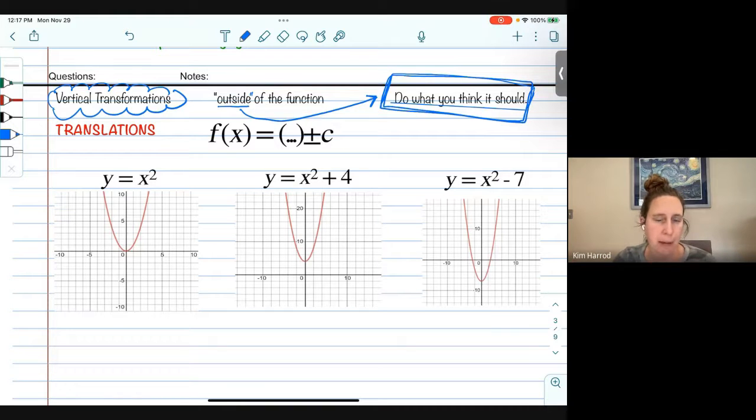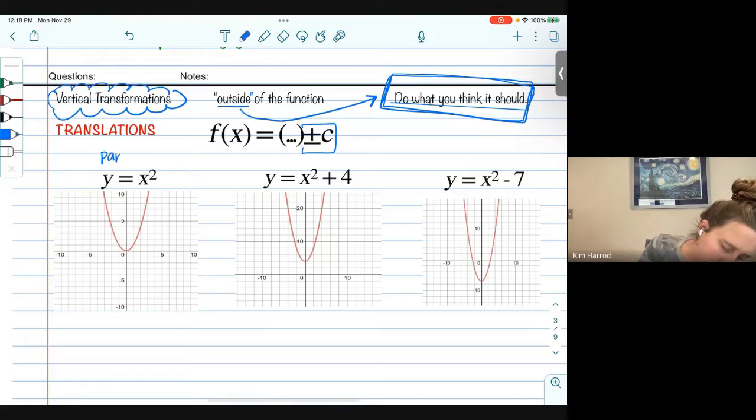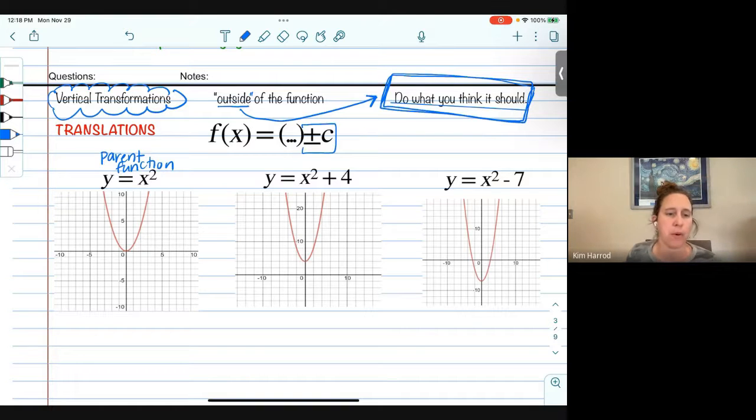So here's my example to kind of help that all make sense, okay? So here's my plus or minus c happening after the function. And here's my parent function, okay? Y equals x squared is the parent function that I'm going to use as the example here. There is nothing going on with the x squared, it's just y equals x squared. There's not plus anything or times anything, it's just plain old naked function there.